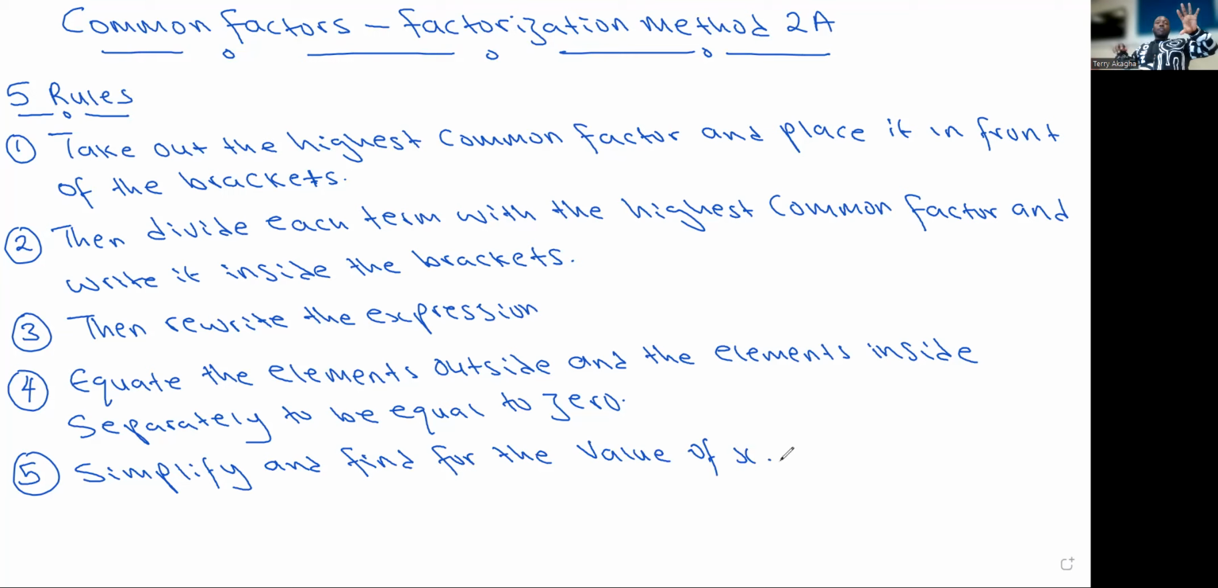So you take the highest common factor and you place it outside the bracket. You divide each of them, then you rewrite the expression, equate the element outside to be equal to 0, equate the one inside the bracket to be equal to 0, and you simplify. All right, let me pick an example to explain what I'm trying to talk about. So let's say we have number 1, let's say we have this 30x squared plus 3x is equal to 0. I want to use the common factor method here.